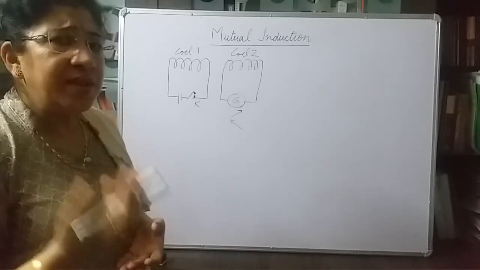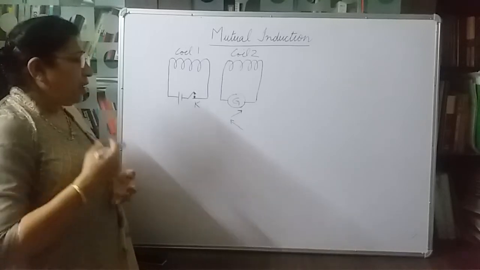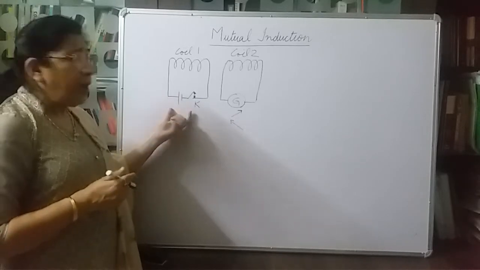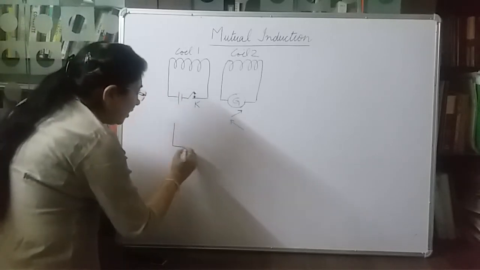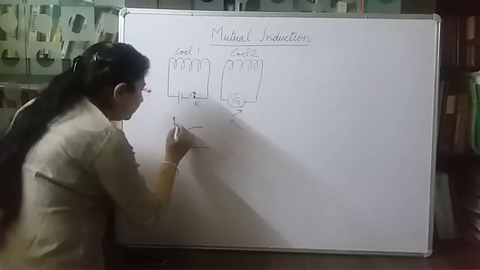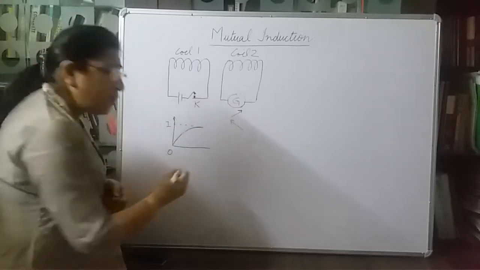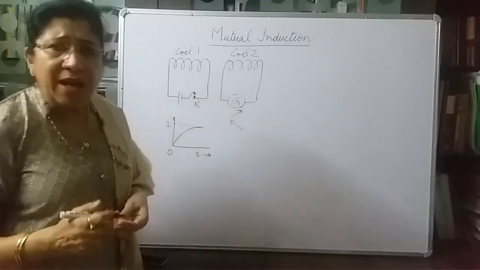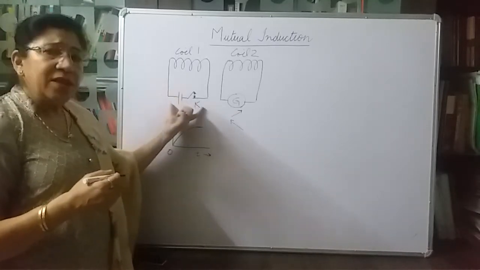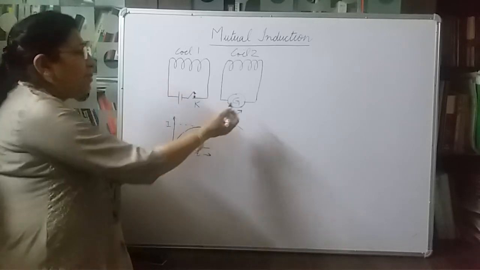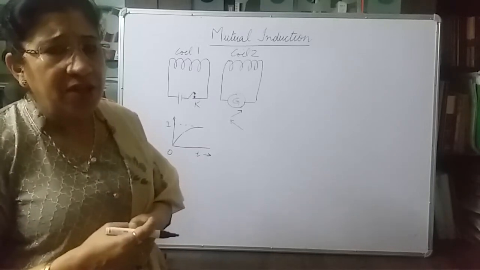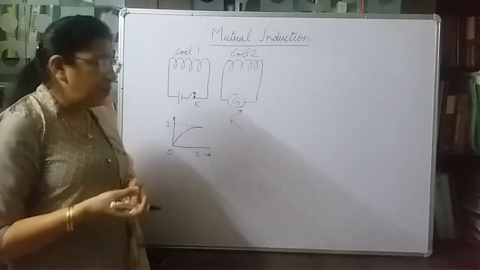We want to find the reason for the induction of current here. We see here that when the key is pressed in coil 1, at that time the current has to rise from 0 to I. This is a very small time interval, but during this rise of current, the current changes. And when the current changes, the magnetic flux linked with coil 2 changes. And whenever magnetic flux changes, at that time induced current is produced.